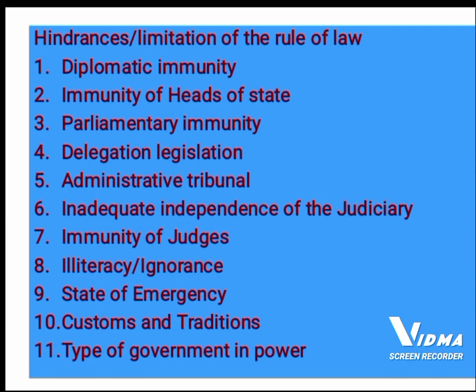That is diplomatic immunity. And then you have the immunity of head of state, which I've explained in class. That is the immunity given to presidents, governors, and other officials of the government that helps them not get punished for some laws that they did not obey. Another one is parliamentary immunity. This is for our legislators and parliamentary rulers, the immunity that covers them. Then delegated legislation, administrative tribunals, and inadequate independence of the judiciary. When the judiciary is not properly independent, then the rule of law can be limited. Immunity of judges.